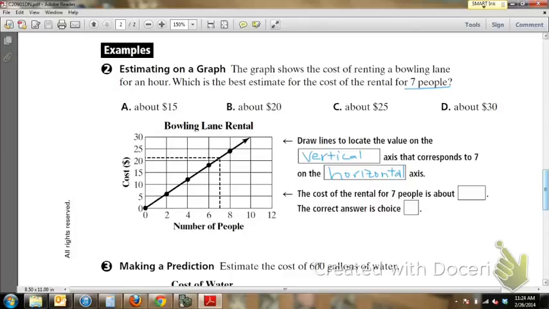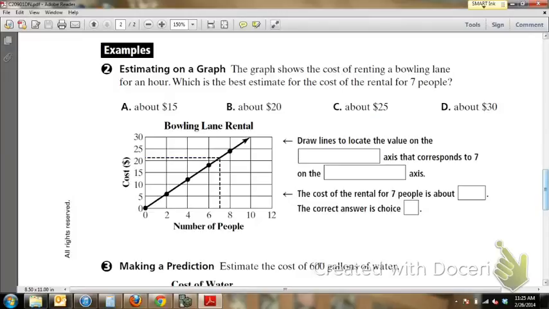Okay. So here's where 7 would fall. So we draw a line going up, hit the line, and you come over. And the cost for rental for 7 people is about 22, and the answer here that is closest to 22 is about 20, so I would say choice B. Okay? And that's that. So now you're going to try the third. Let's take a look at the third example here.